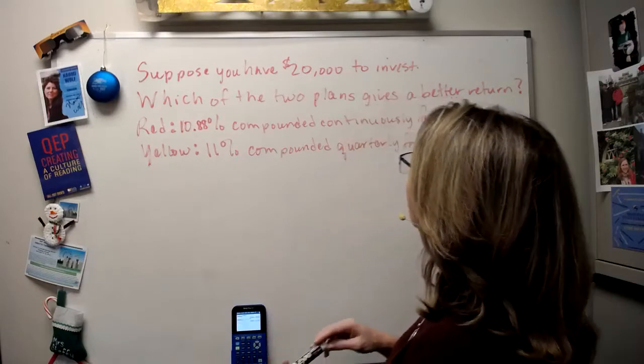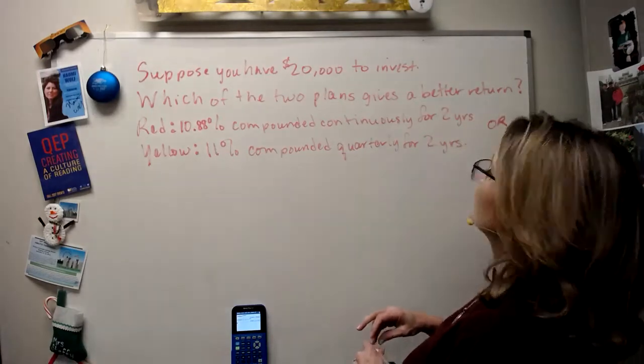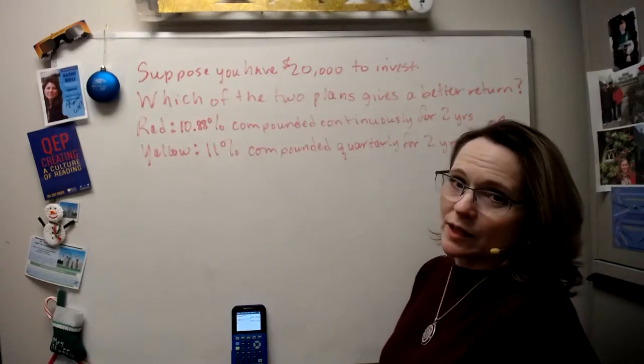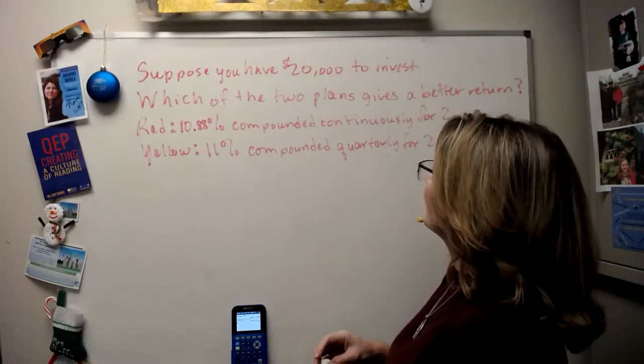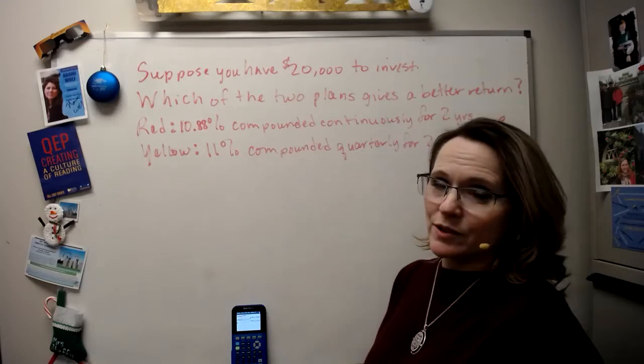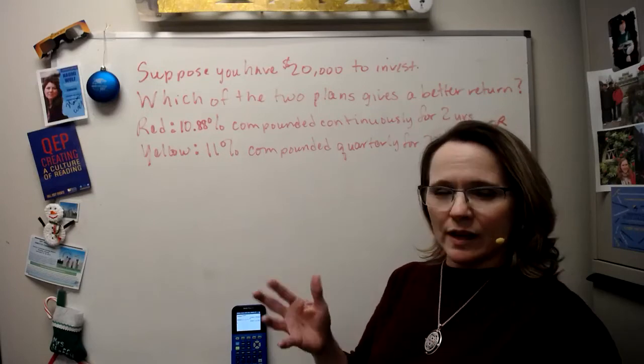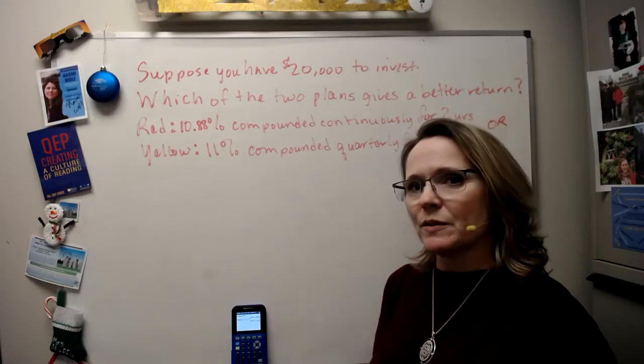So notice what the question says. It says, suppose you have $20,000 to invest. Which of the two plans gives you a better return? The red plan, which is 10.88%, compounded continuously for 2 years, or the yellow plan, which is an 11% compounding that happens quarterly for the 2 years. So notice that the time is the same amount of time. We just want to know which is the better plan.